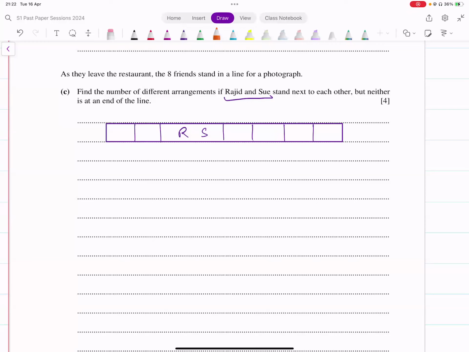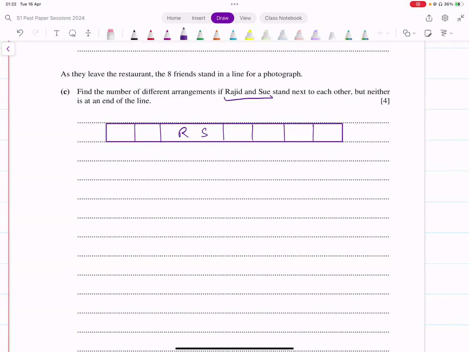Now, if you think about it, this box cannot be on either side. It cannot be on this side. It cannot be on this side. So this box cannot be on the sides. Okay, so you have to keep that in mind. So how many options do we have for the boxes at the end? So for this box, for instance, how many options do we have for this box?